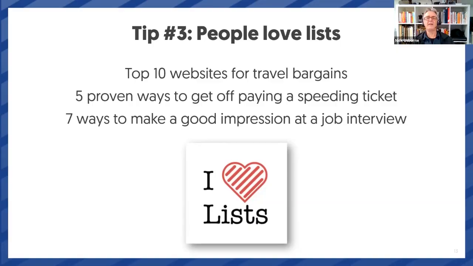And again, if you think about it, it's questions. It's also how to, how to get off paying for speeding tickets, how to make a good impression at a job interview. So in a sense, a lot of this content is the same kind of thing, but sometimes it's a question, sometimes it's how to, sometimes it's numbers. There's something about numbers, and you can see it's either at the beginning, 5 proven ways, 7 ways, or it's like a top 10 thing. There's something about numbers that just compels attention. People are drawn to lists with numbers.